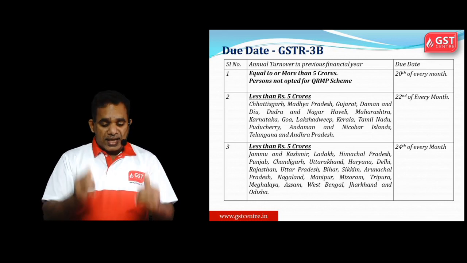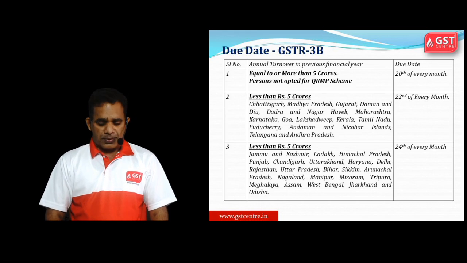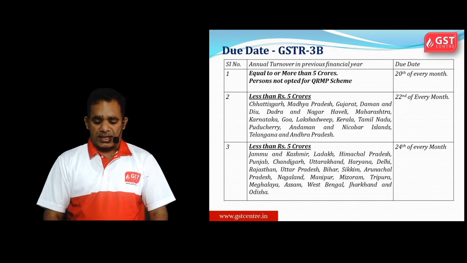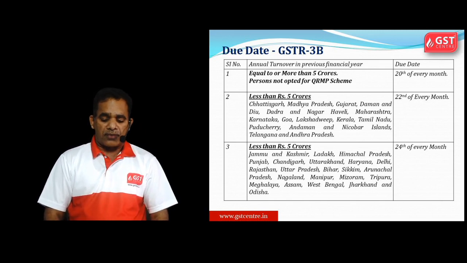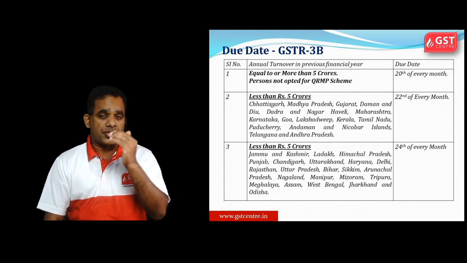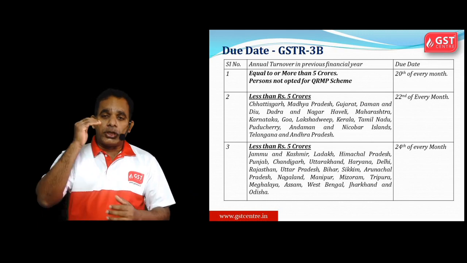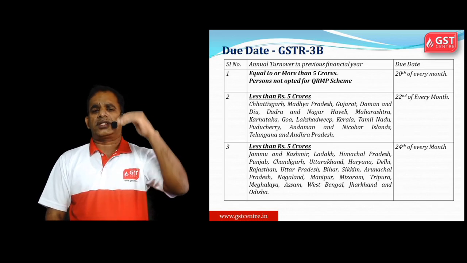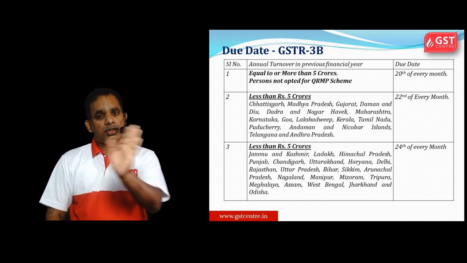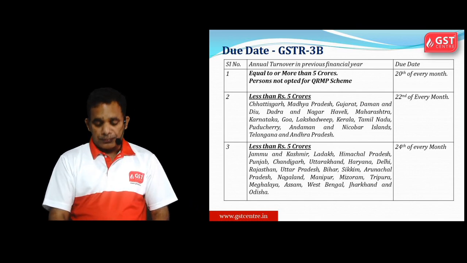And the second group includes Jammu and Kashmir, Ladakh, Himachal Pradesh, Punjab, Chandigarh, Uttarakhand, Haryana, Delhi, Rajasthan, Uttar Pradesh, Bihar, Sikkim, Arunachal Pradesh, Nagaland, Manipur, Mizoram, Tripura, Meghalaya, Assam, West Bengal, Jharkhand and Odisha. These states are in the second group and the due date for them is 24th of every month. So you need to check whether the turnover is above 5 crores, then 20th. Otherwise, you need to check which group you are falling in.